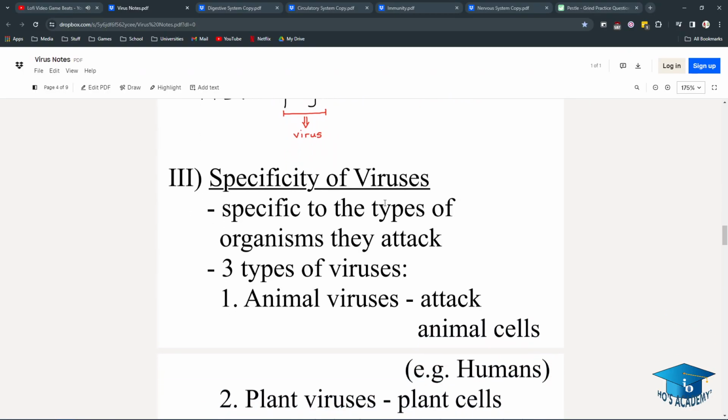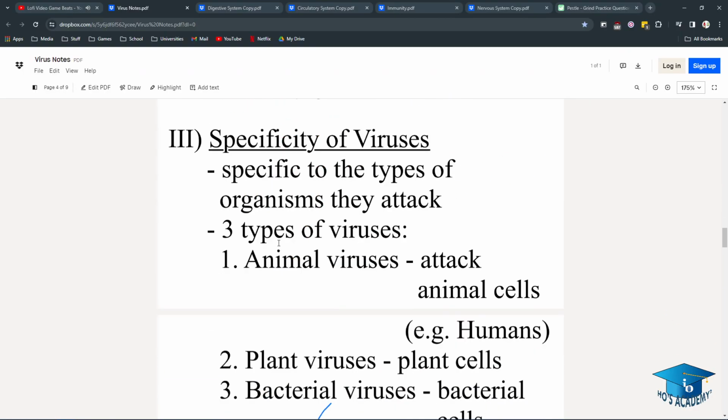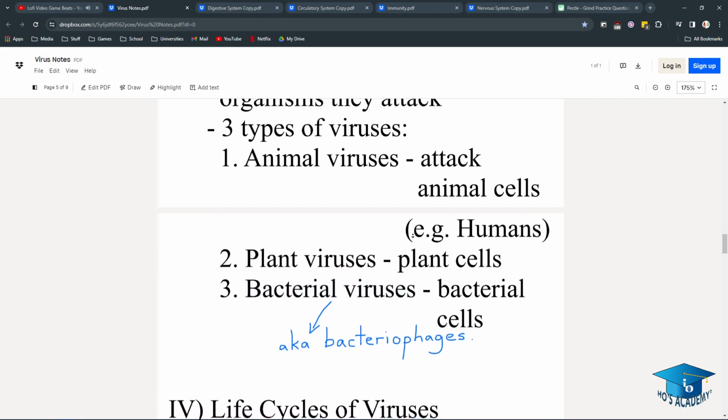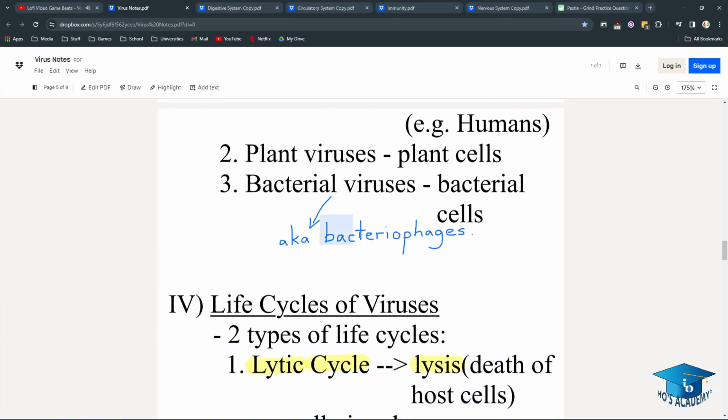So viruses are very specific. They're really picky. There are three types of viruses here: animal viruses, plant viruses, and bacterial viruses. And they can't interchange. So a bacterial virus will never be able to attack an animal virus. Those are called bacteriophages.